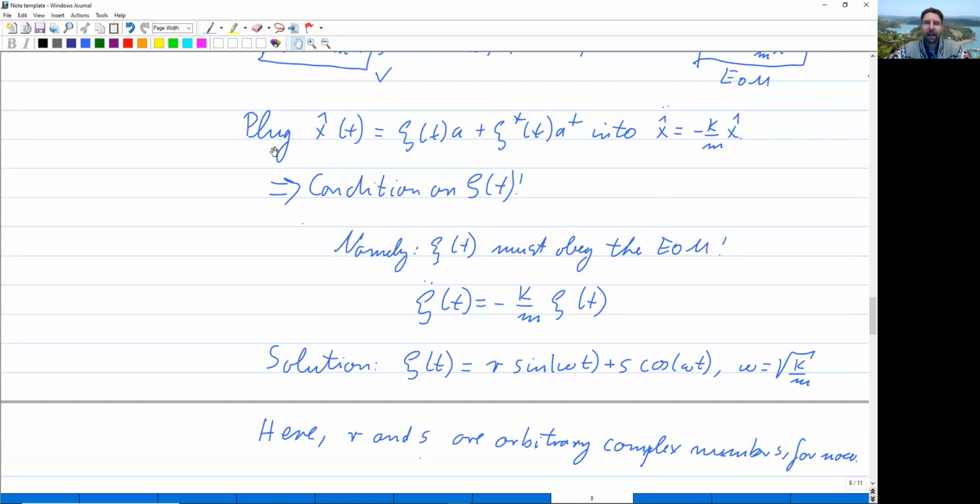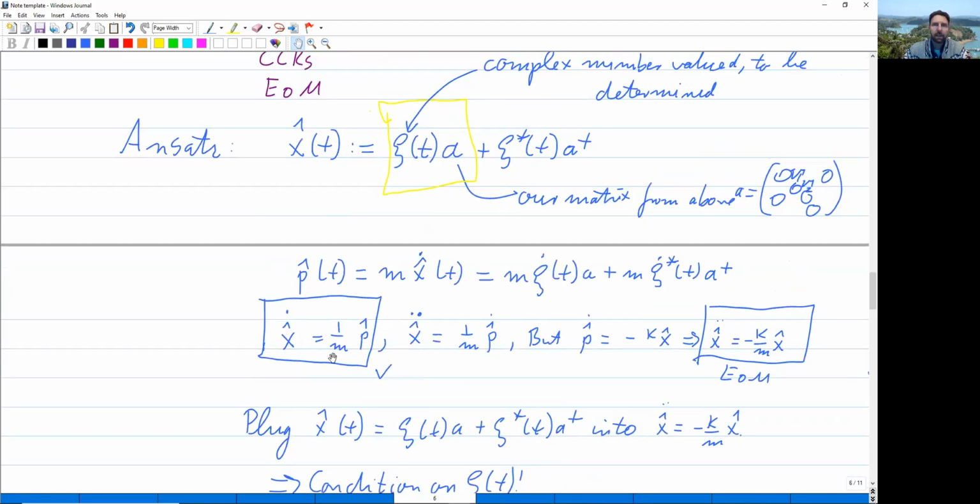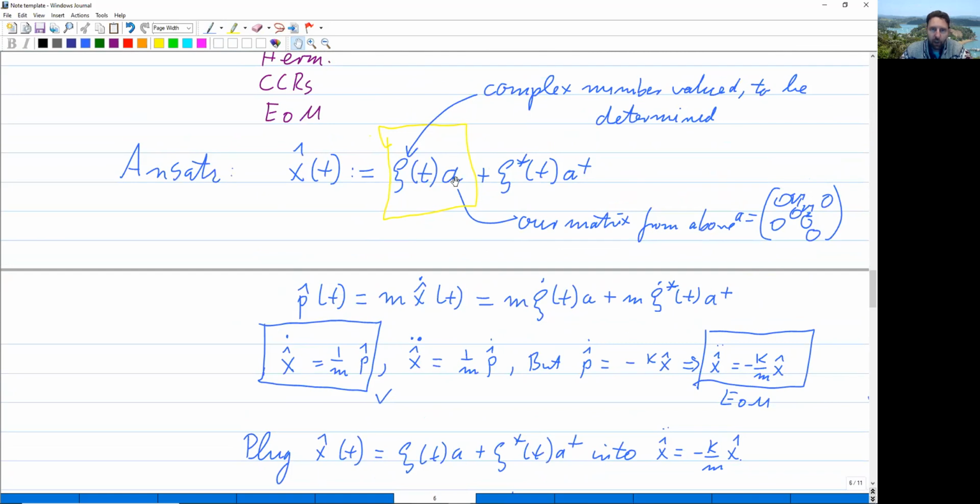Remember what we have. Because of our clever ansatz here, we have the hermiticity for free, because we just added the Hermitian conjugates to the original ansatz, so hermiticity is done. Now we've also made sure that we solve the equation of motion.